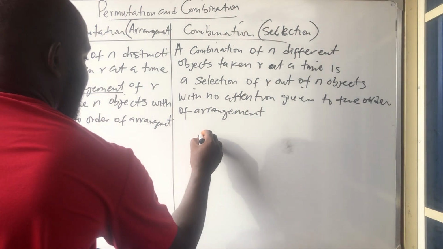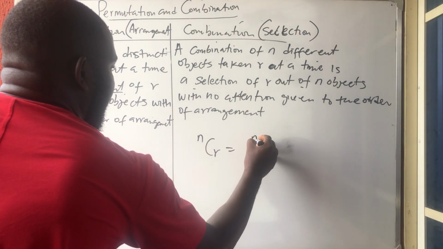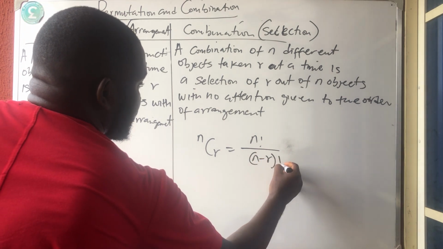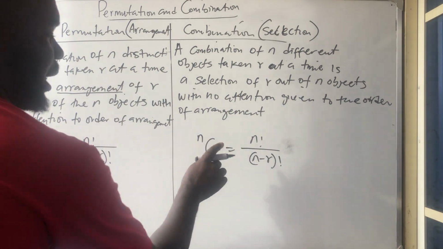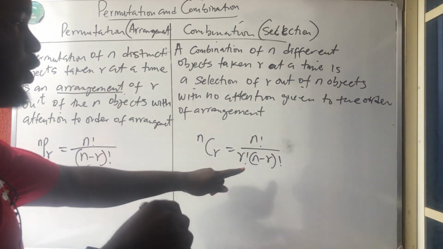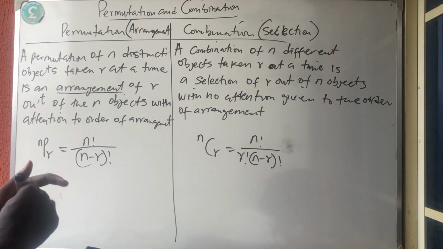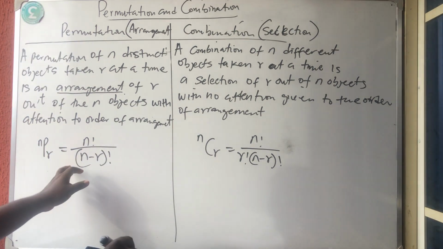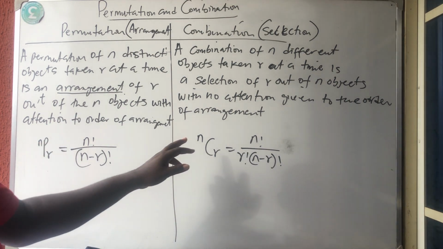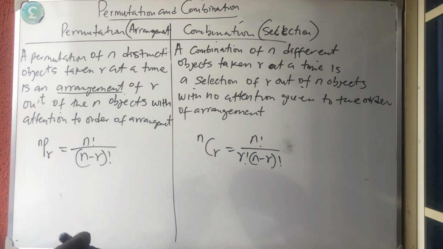Now the formula is that n combination R means n factorial all over, the same formula, n minus R factorial. But the only difference here is that you start with n factorial all over R factorial first, before you now put n minus R factorial. So that's the difference between combination and permutation. In permutation, there is no R factorial under it, but in combination there is R factorial under it. So the formula is very, very simple.